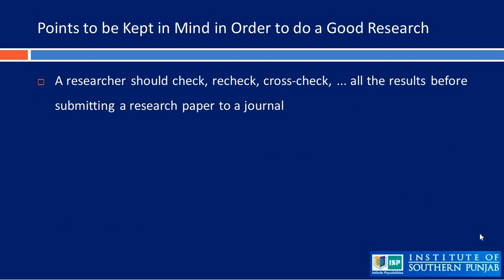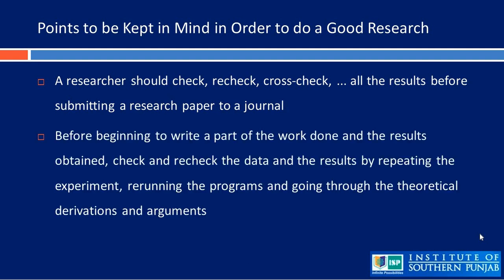Important analysis must be repeated in order to make sure that they are free from human mistakes. A researcher should check, recheck, cross-check all the results before submitting a research paper to a journal for publication. Before beginning to write a part of the work done and the results obtained, check and recheck the data and the results by repeating the experiment, running the programs and going through the theoretical derivations and arguments.